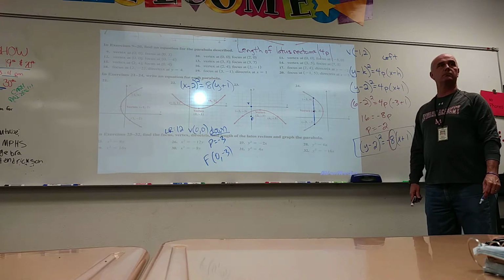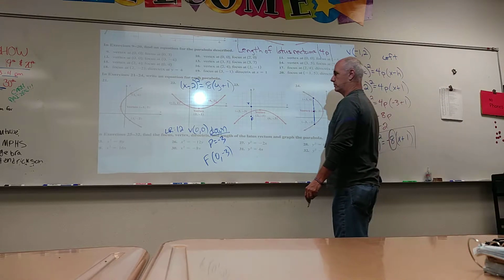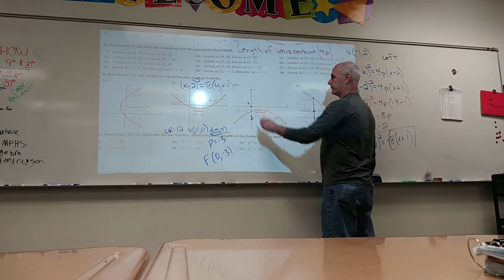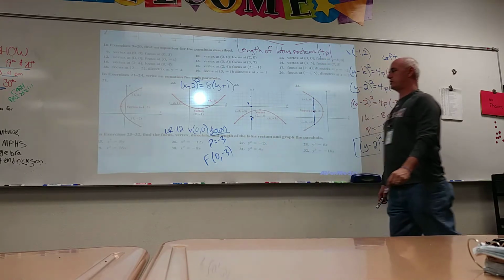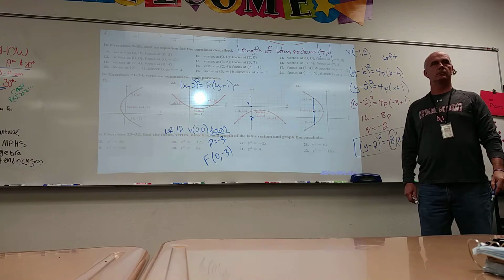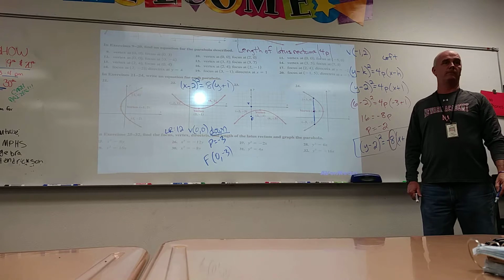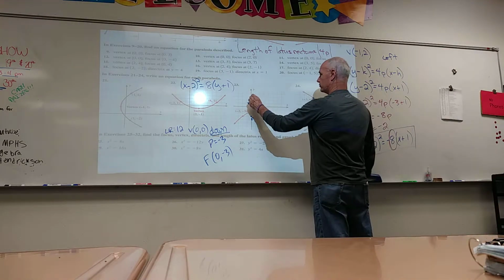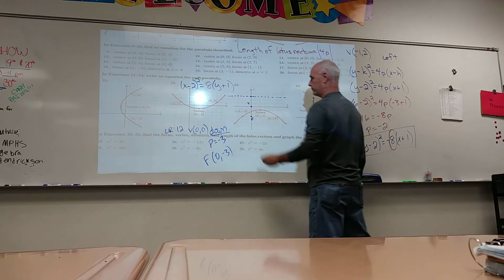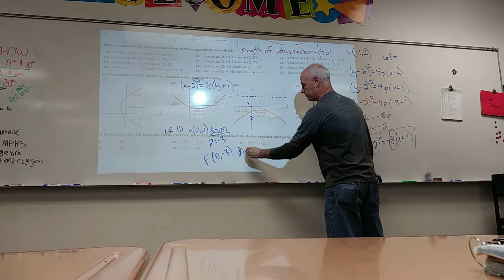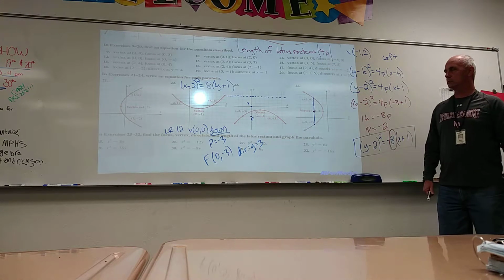What's next? Directrix. Where's the directrix? 3 units above. So 1, 2, 3. Is it fair to say that the directrix is 0, 3? Why not? Because it's a line. What's the directrix? y equals 3. Much, much better.